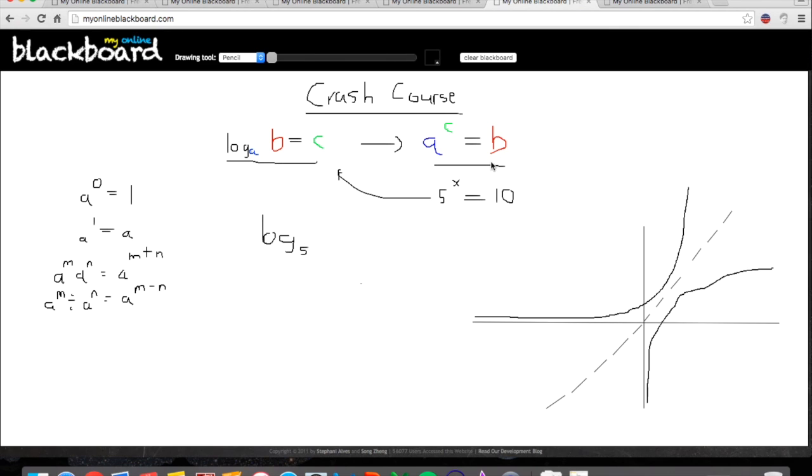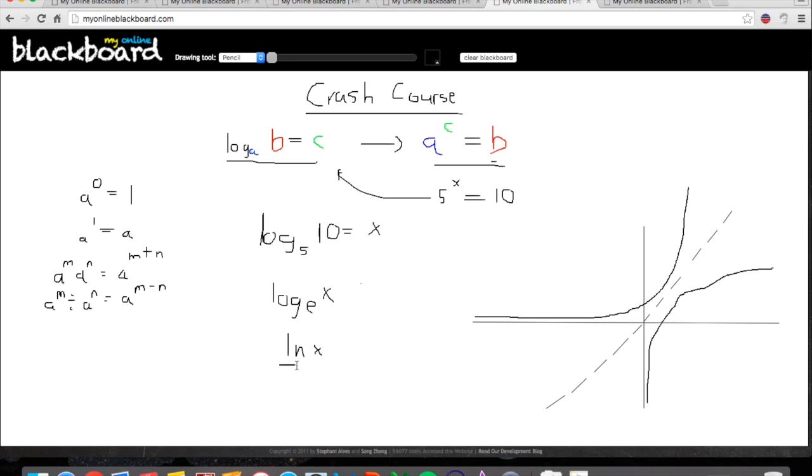B is your answer, so 10 is equal to 5 to the c, which is the exponent. So the exponent is x. You could plug this into your calculator, or if you can do logs in your head, you can do that too. So log base 5 of 10 is x. Now, one of the most famous log bases is log base e of whatever value x. We change that into the natural log of x, just ln.